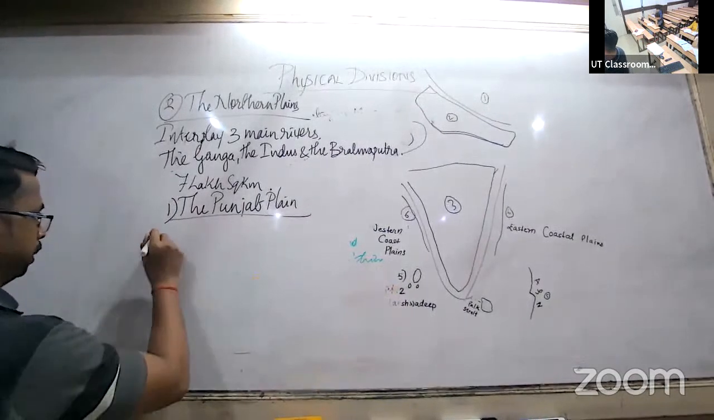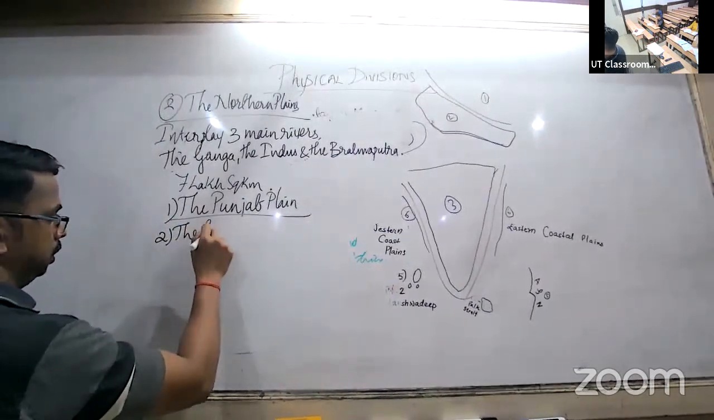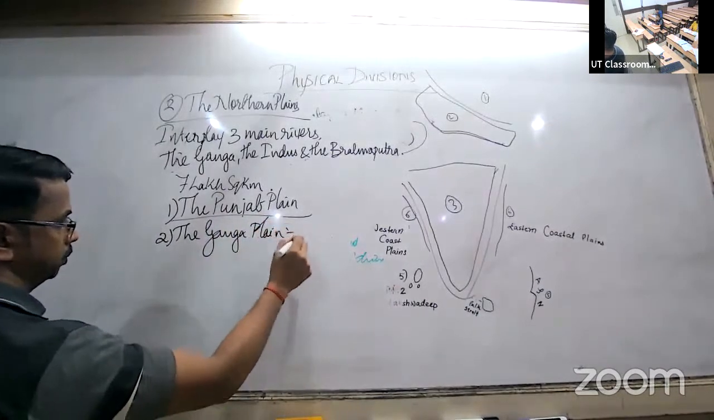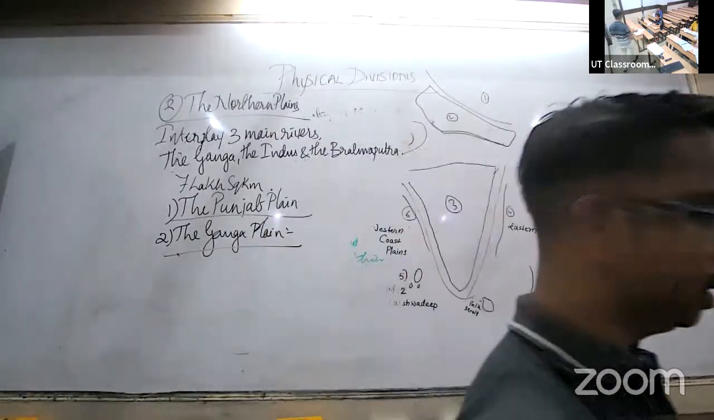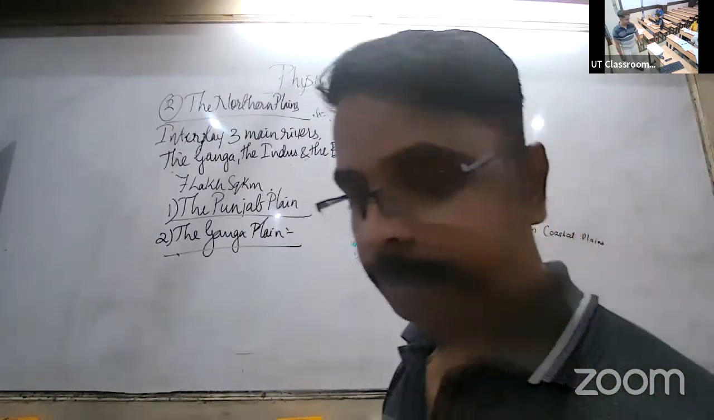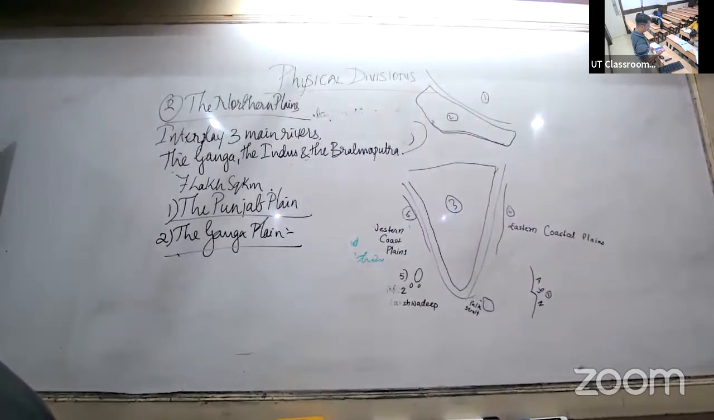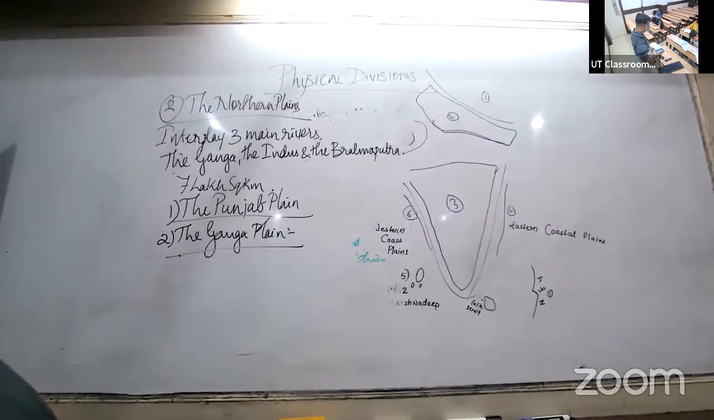Second part of that: take the Ganga plain. Let us finish together. Point number 1: it is the largest lowland, drained by the Ganga and its tributaries.